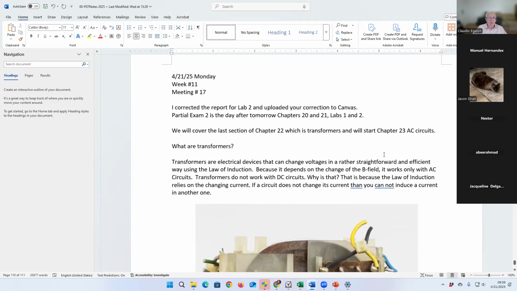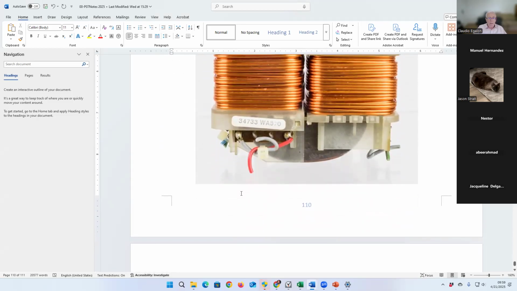Transformers are electrical devices that can change voltages in a rather straightforward and efficient way using the law of induction. Because it depends on the change of magnetic field, it works only with AC circuits. Transformers do not work with DC circuits. Why is that? That's because the law of induction relies on a changing current, a changing B field. If a circuit does not change its current, then you cannot induce a current in another circuit.